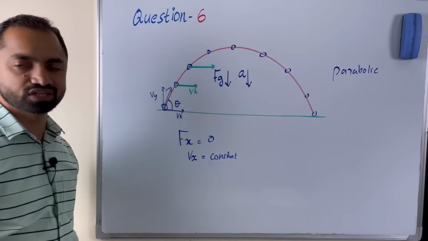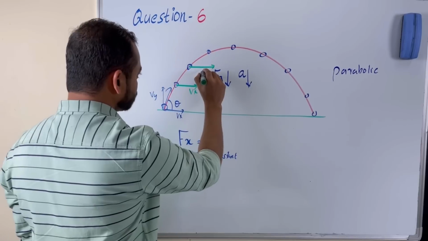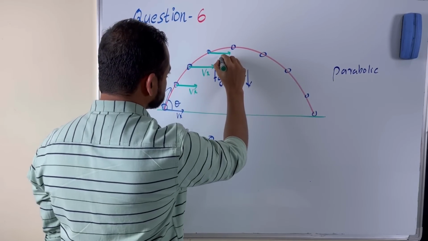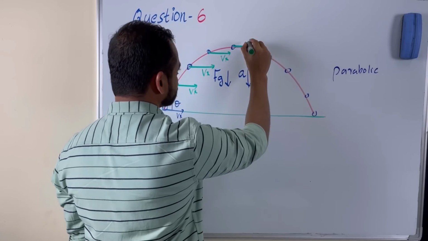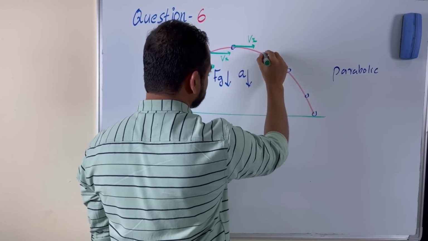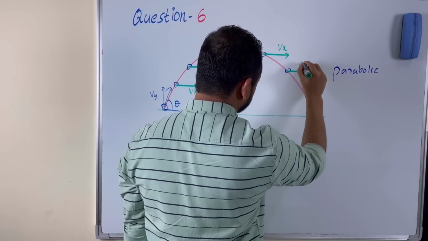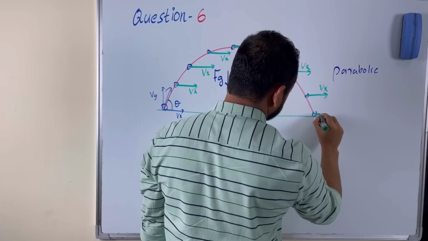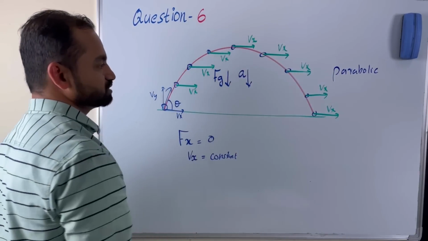Why doesn't it change? Because there is no force acting in the horizontal direction. So I will try to draw it with the same length. You must draw with the same length. At a maximum height also, the horizontal velocity will be same. The value of horizontal velocity will be same throughout the motion of this projectile. Whether I am drawing equal or not equal, it must be same.